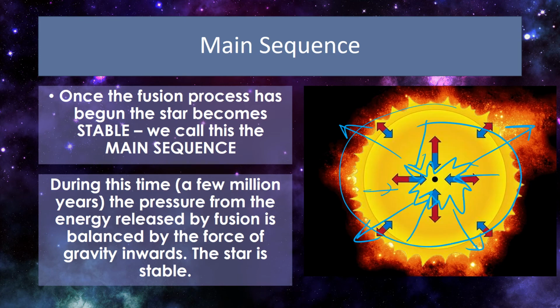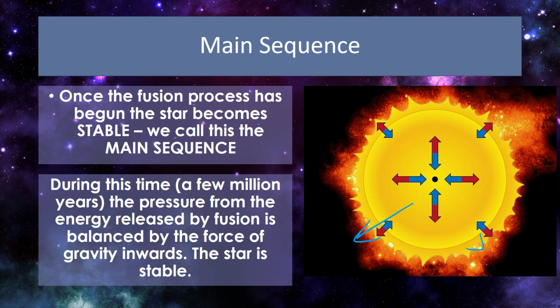Oh, there's a much better diagram. Taking away all my ramblings, I'll get rid of those. Okay, so the outwards arrow is going to be our fusion reaction giving out energy, and our inwards is going to become gravity.